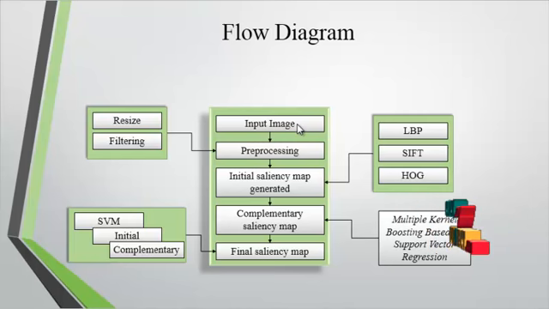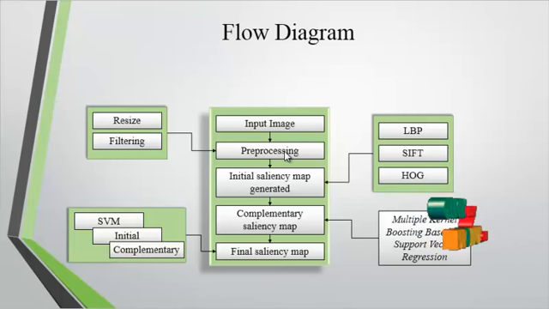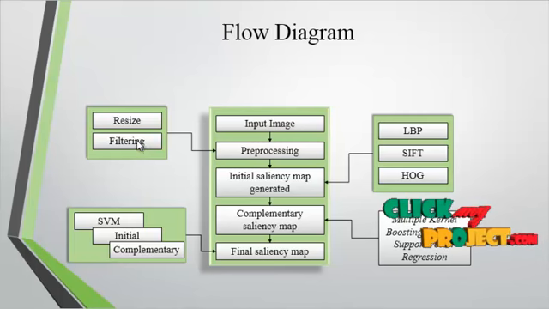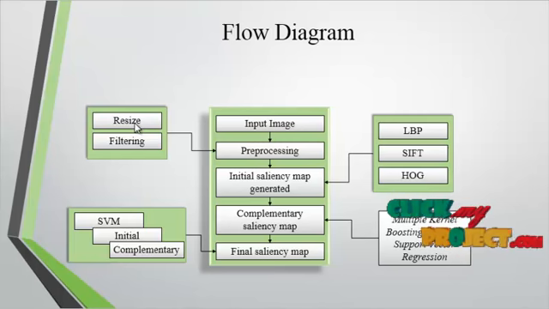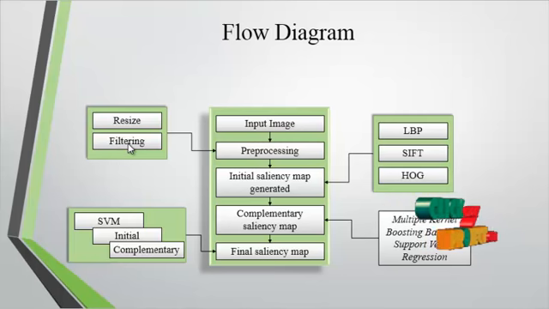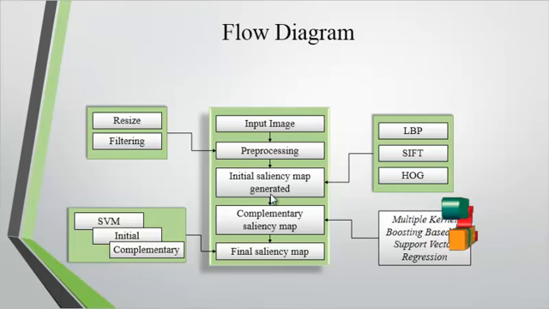After getting the input image from the dataset, the pre-processing is carried out. In this process, we have majorly considered two pre-processing steps. The first one is image resizing, and the second pre-processing step is image filtering. In the image resizing, we reduce the dimension of the image to a constant size. In the filtering step, we filter the noise in the image using the Gaussian filter method.